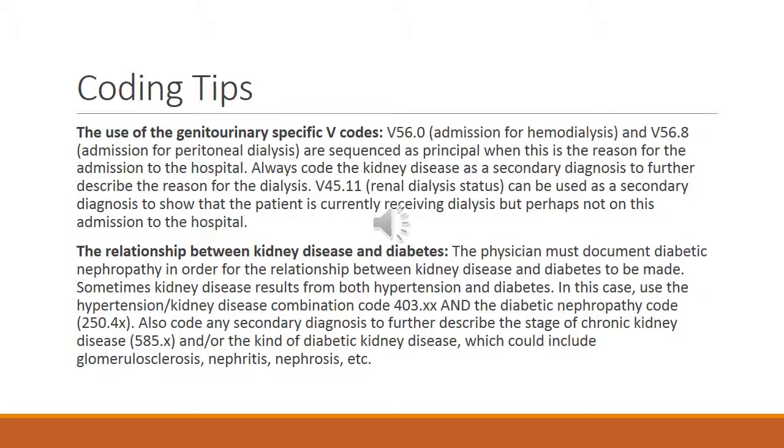Now, sometimes kidney disease results from both hypertension and diabetes. In this case, use the hypertension and/or kidney disease combination code 403.XX and the diabetic nephropathy code 250.4X. Also, code any secondary diagnosis to further describe the stage of chronic kidney disease from 585.X and/or the kind of diabetic kidney disease, which could include glomerulosclerosis, nephritis, or nephrosis, etc.